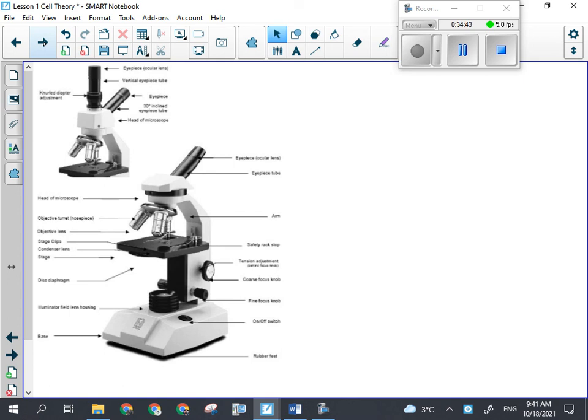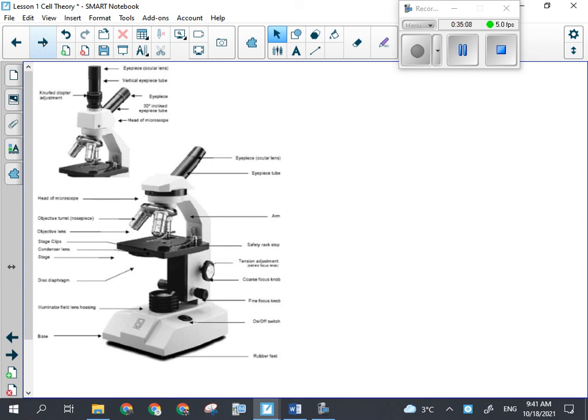The other things we need to know about: this is the arm here, that's for carrying. One hand goes on the arm, one goes on the base, so this is the base. You've got your revolving nose piece where all the lenses are, the stage, the stage clip that holds the slide in place, the stage adjustment knobs, and then you have your two focusing knobs, the coarse adjustment knob and the fine adjustment knob.